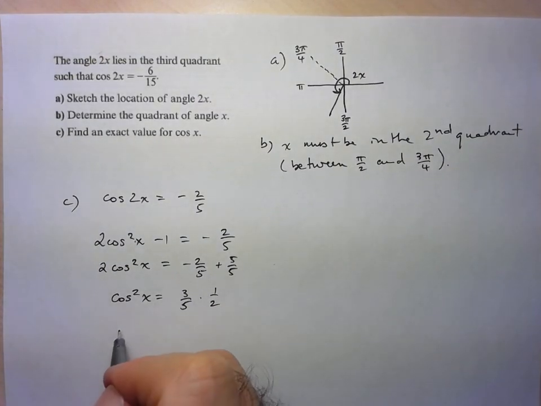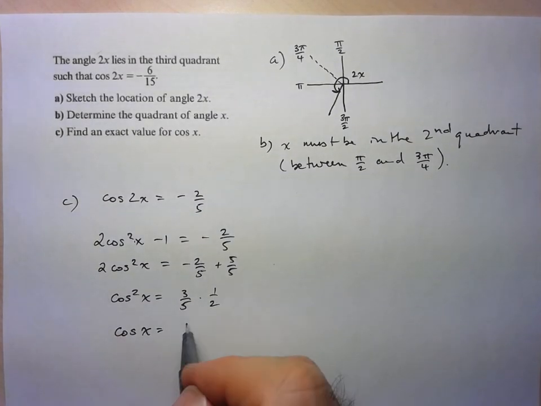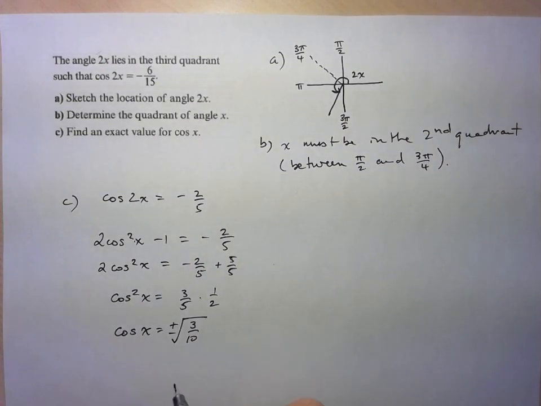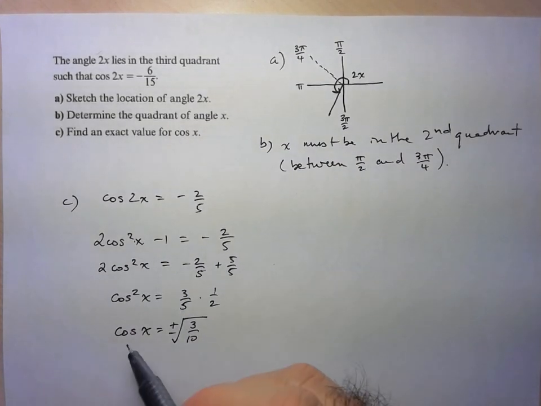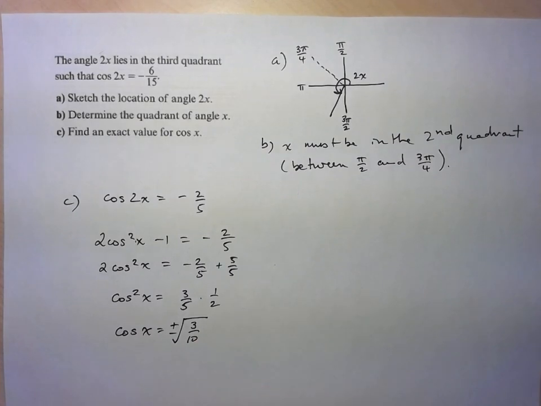Okay, and so now I can just take the square root of both sides. So this just ends up being 3 over 10. And I'm taking the square root, so I'm taking the positive and negative square root. And there I have possible answers for cos x. Okay, but cos of x, whatever that angle is, can't have 2 values. It can only have 1 value.